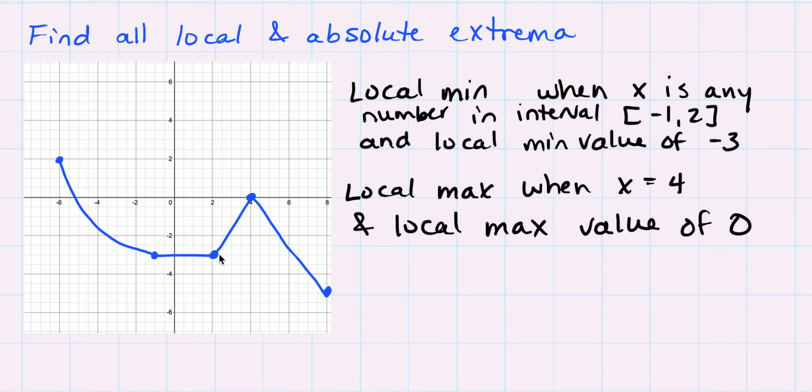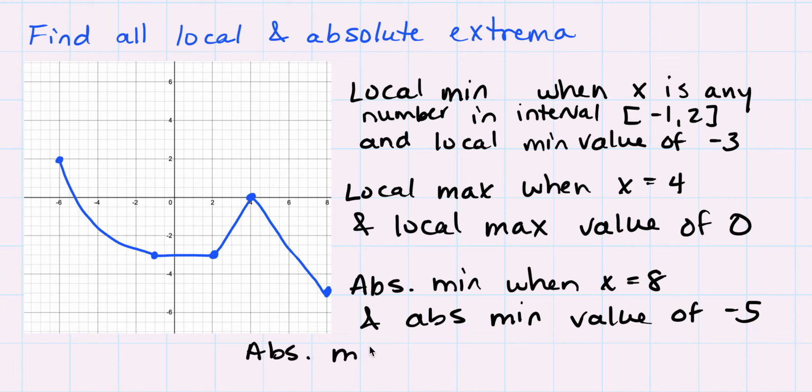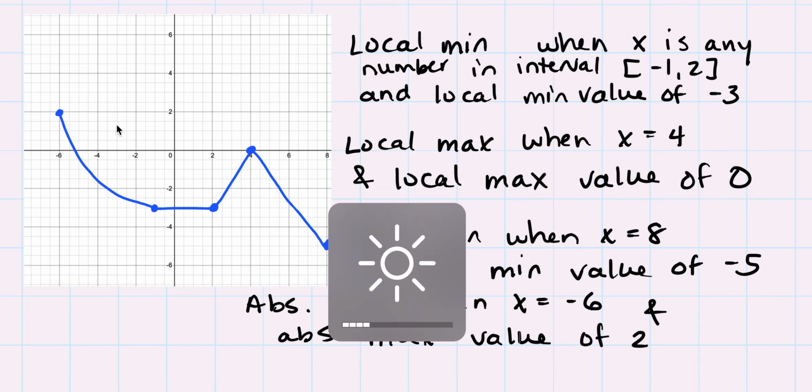Okay, we also have an absolute minimum and an absolute max. So we have an absolute, I'm going to abbreviate it, min when x is equal to 8, and an absolute min value of, it looks like, -5. We have an absolute max when x is equal to -6, and an absolute max value of 2, because when it's -6 we get 2.